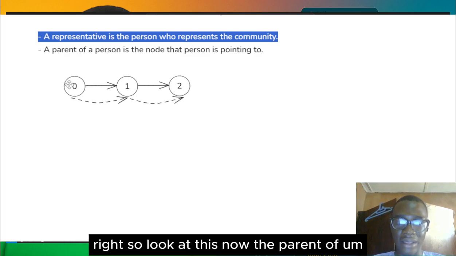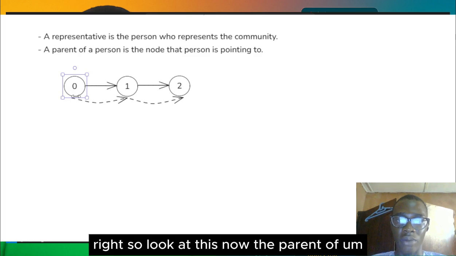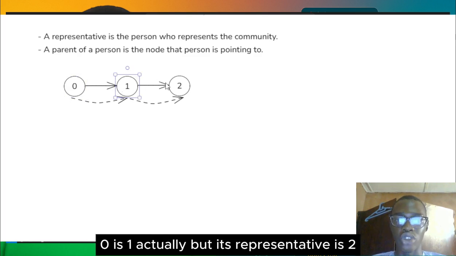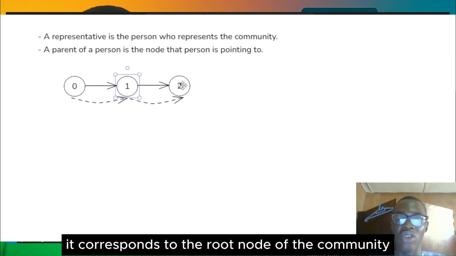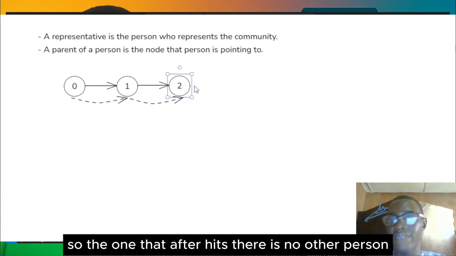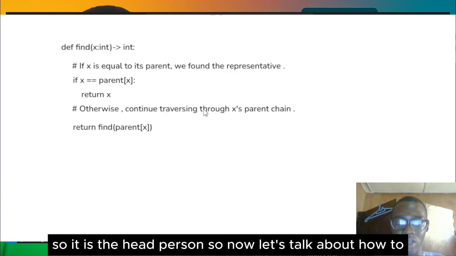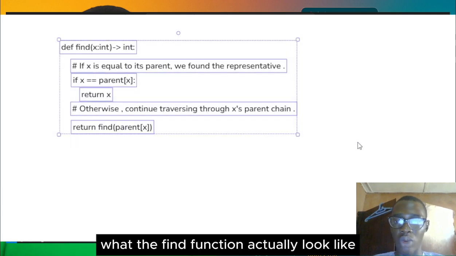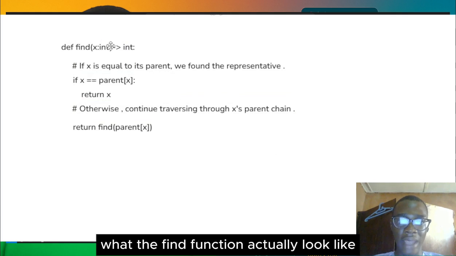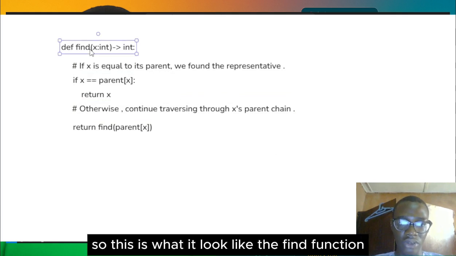So look at this now. The parent of 0 is 1 actually, but its representative is 2. So it corresponds to the root node of the community, the one that after it there is no other person, so it is the head person. Now let's talk about what the find function actually looks like. So this is what it looks like, the find function.